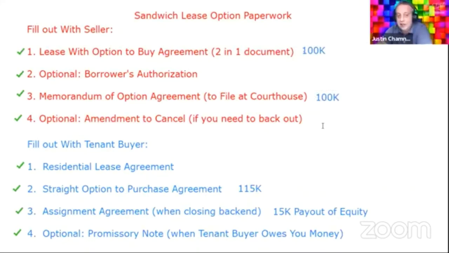So you got an agreement with the homeowner for $100K. And then you're going to mark it up on your option agreement to $115K for the tenant buyer. Then when he goes to buy, you're going to get a purchase and sale agreement with the seller for $100K, and then you're going to assign that to the tenant buyer for $15K. That's going to be paid out to you at closing. So you get your pay of the 15 only at the end, of that equity. That's the back end.